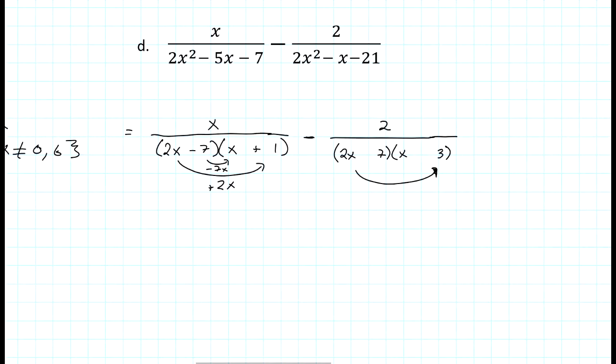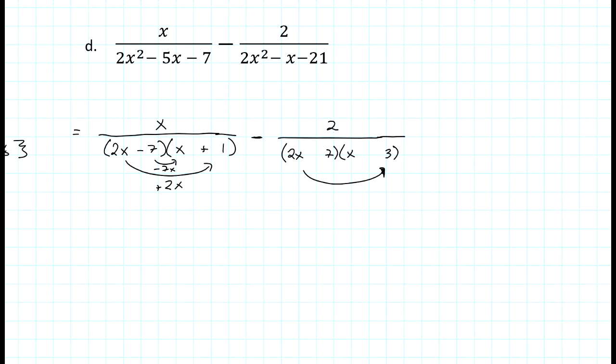Oh, I hate it when the software glitches. Okay, we'll have a 6x and then the 7x from the middle terms. So we want a minus 7x and a positive 6x, so we'll make a minus 7 and a plus 3 there. Cool, now we can see what we need to get a common denominator.